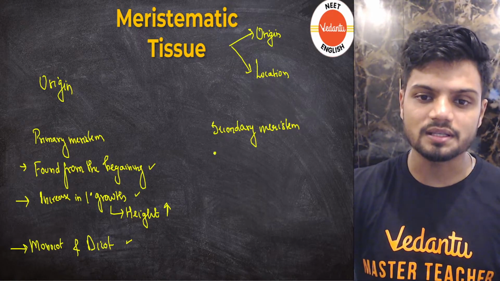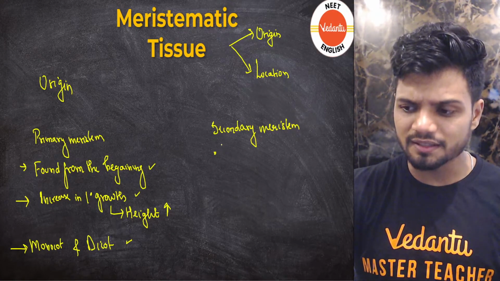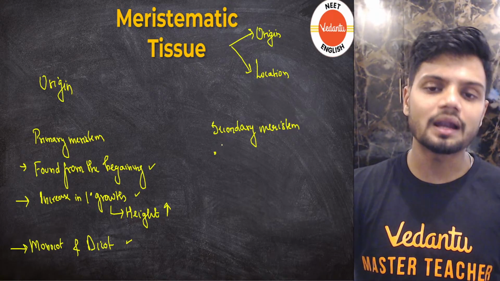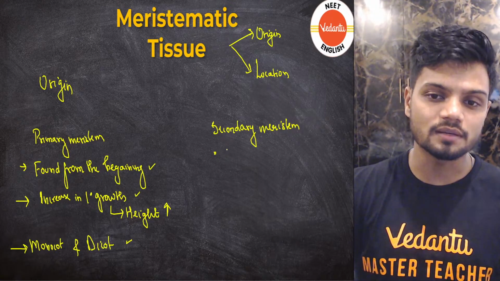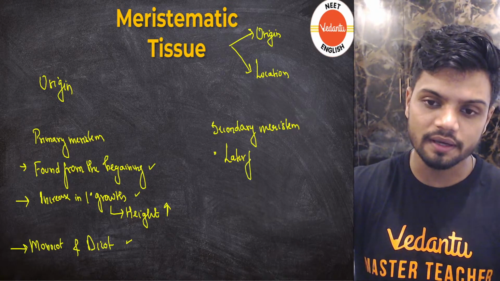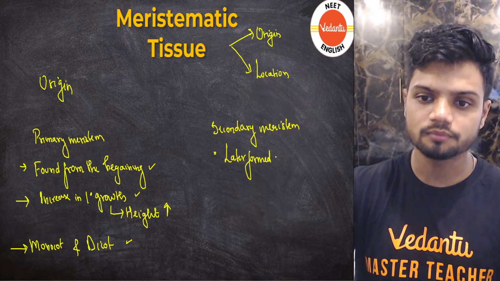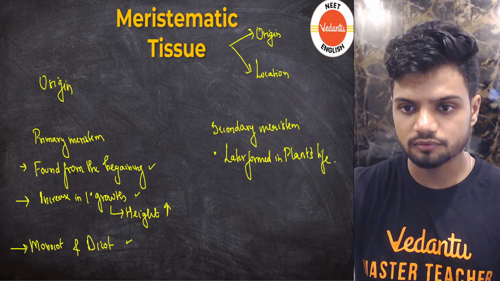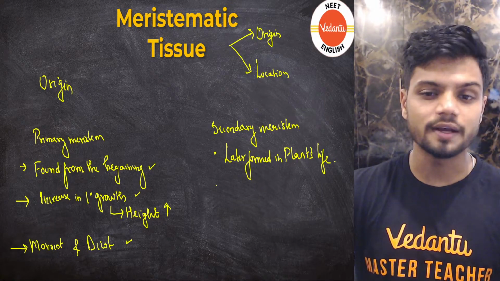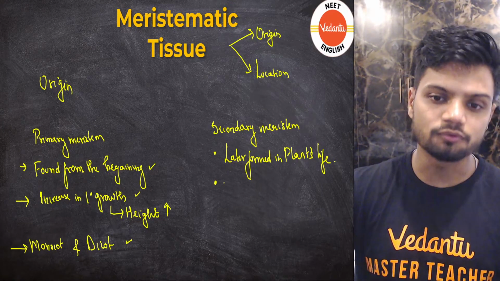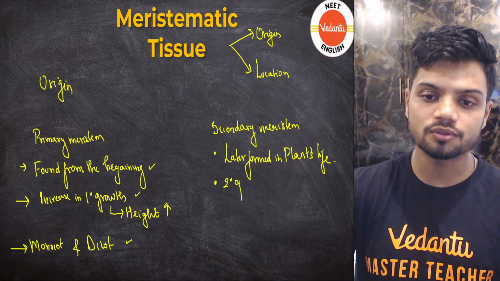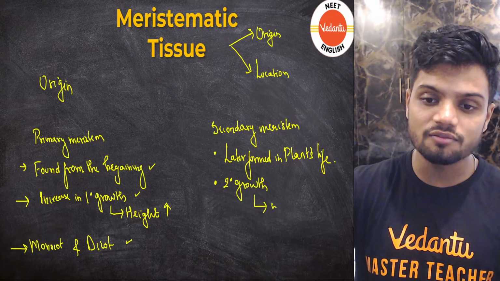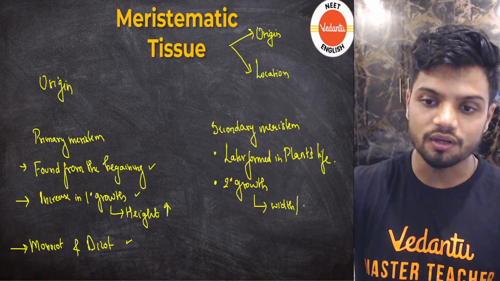Now, what about secondary meristem? Secondary college comes later in your life. So, in the case of a plant's life cycle also, secondary meristem is formed later. It is not present from the beginning. Now, what is it responsible for? It is responsible for secondary growth. What is secondary growth? Secondary growth is basically increase in width or girth.